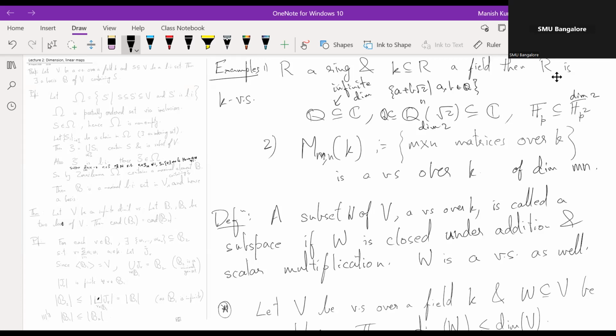So now, I guess you know what a subspace is. Any subset W of V which is closed under addition and scalar multiplication, you call it a subspace. And if you take a subspace, then it is a vector space in its own right as well. For instance, Q square root 2 is a subspace of C over Q, right?